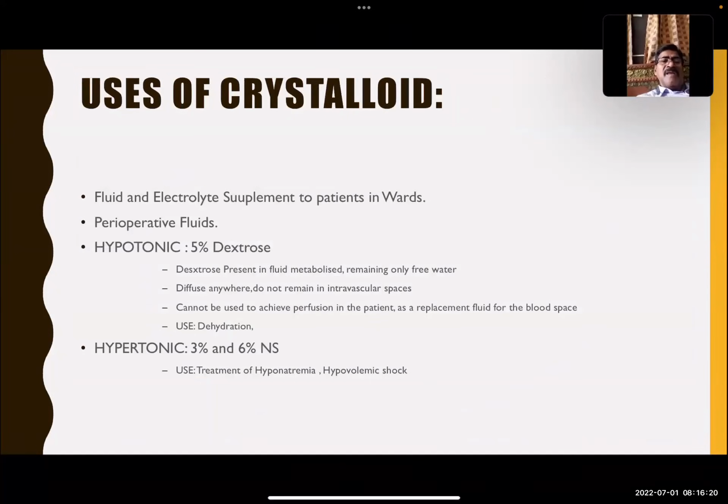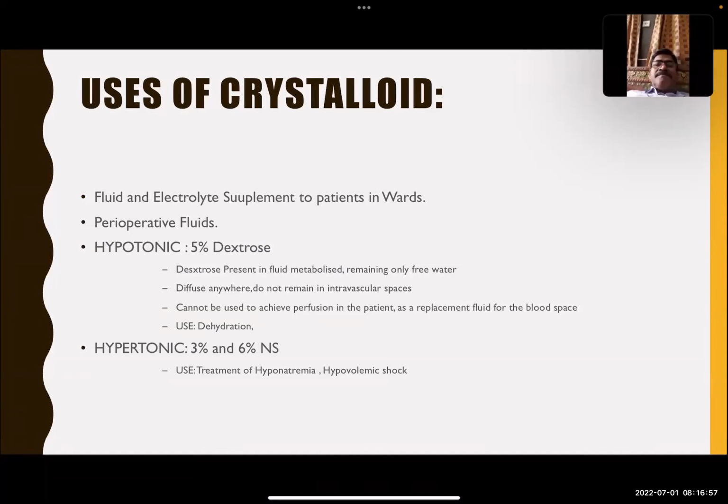Uses of crystalloids: they are mainly used as fluid and electrolyte supplements to patients in our wards. And hypotonic is 5% dextrose. Dextrose is easily metabolized in our body, so the only thing remaining after administration of dextrose is free water. It can easily diffuse anywhere, and it doesn't remain in intravascular space, so it's not a good choice during resuscitation, and it cannot be used to achieve perfusion in the patient as a replacement fluid for the blood space.